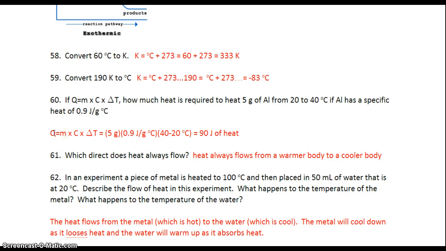So here, the value for Q, or the amount of heat that's going to be absorbed by this piece of aluminum, is its mass, which is 5 grams, times its specific heat capacity, which is given here, 0.9 joules per gram per degree Celsius, times delta T, which is the change in temperature. Since the aluminum is going from 20 degrees to 40 degrees, then its temperature needs to change by 20 degrees, and that's our delta T. That would be 20 degrees right there. When you multiply it all out, you get 90 joules of heat.